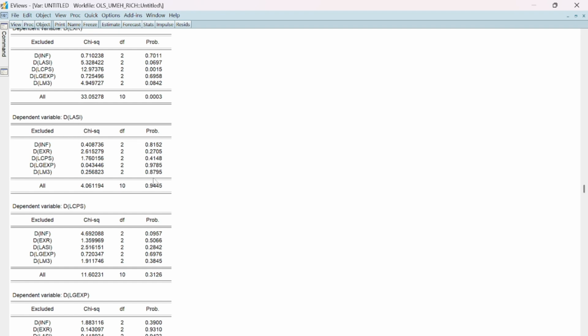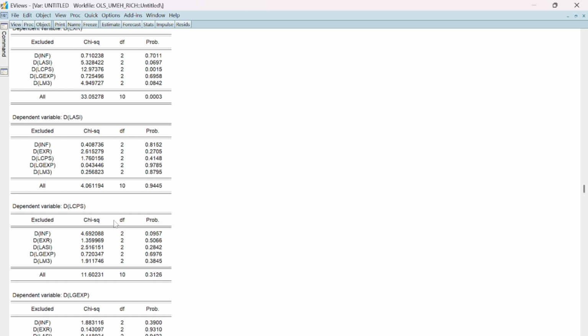Looking at all the values for all share index, you can see that they are all greater than 0.05, which means you're going to accept the null hypothesis that inflation does not Granger cause stock index, exchange rate does not Granger cause stock, credit to private sector does not Granger cause stock, government expenditure. So you're going to accept the null hypothesis, and even all the variables put together is still the same thing. They do not Granger cause stock.